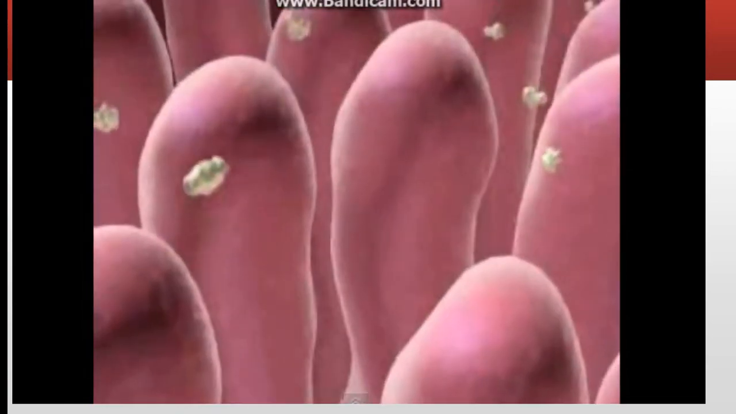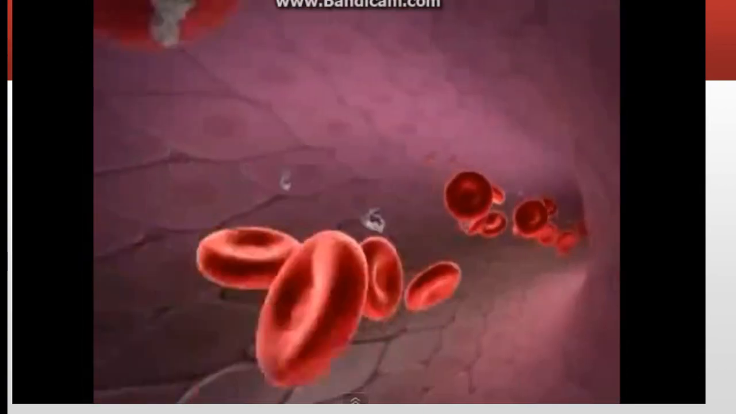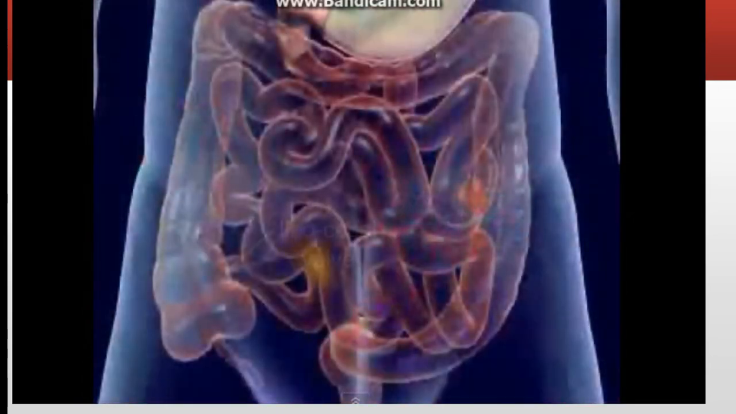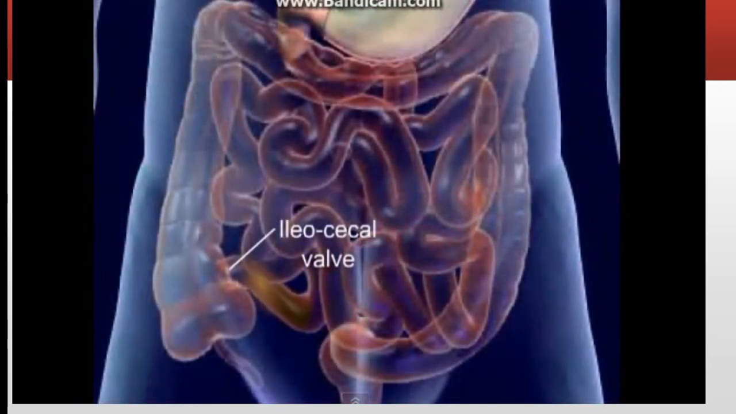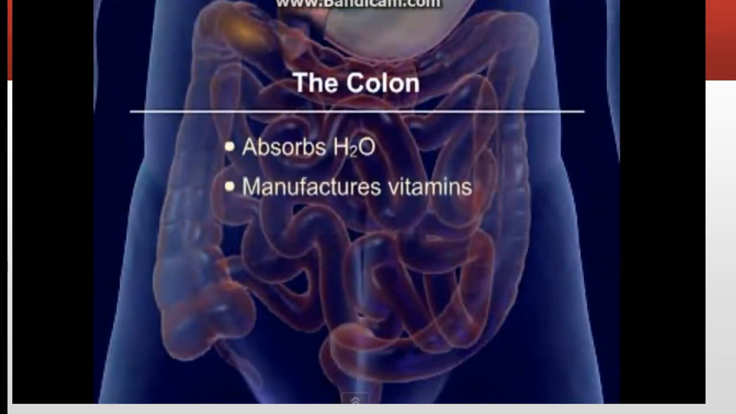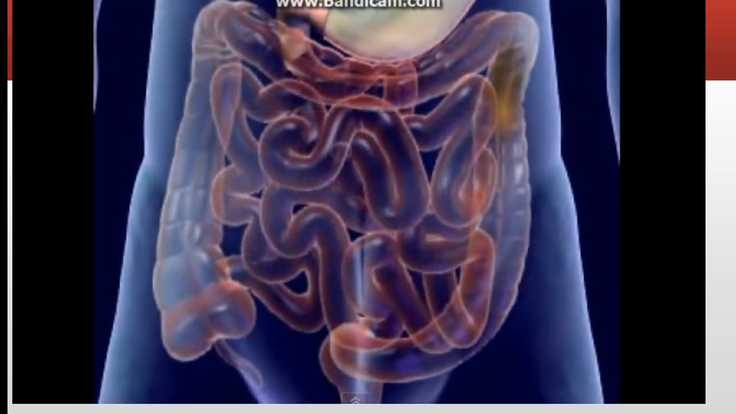The walls are covered with villi where nutrient absorption takes place. The structure of each villus contains a capillary and lacteal to pick up the digested nutrients. The nutrients are now transported by the blood to all the cells of the body. The undigested food reaches the ileocecal valve and enters the large intestine or colon. The colon absorbs water, manufactures vitamins, produces mucus, and forms and expels feces. Mass peristalsis pushes the feces into the rectum, which stimulates the defecation reflex.